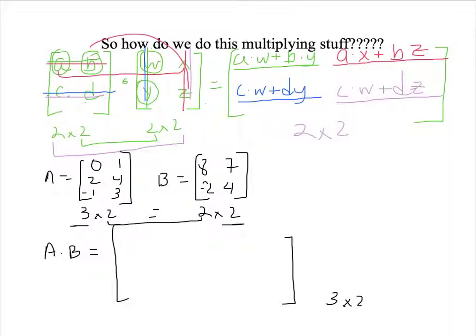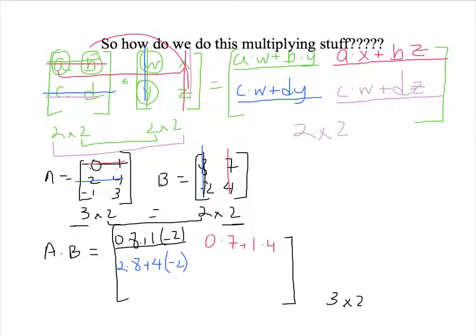Okay, so let's do this. First row, first column. 0 times 8 plus 1 times -2. Now we'll do, I'm sorry, I just blanked out. First row, second column. So I do 0 times 7 plus 1 times 4. Okay, moving on, I'm going to do the second row, first column. So 2 times 8 plus 4 times -2.